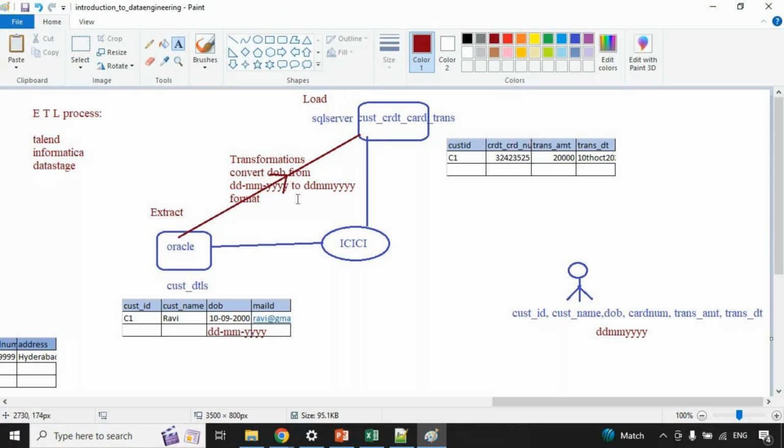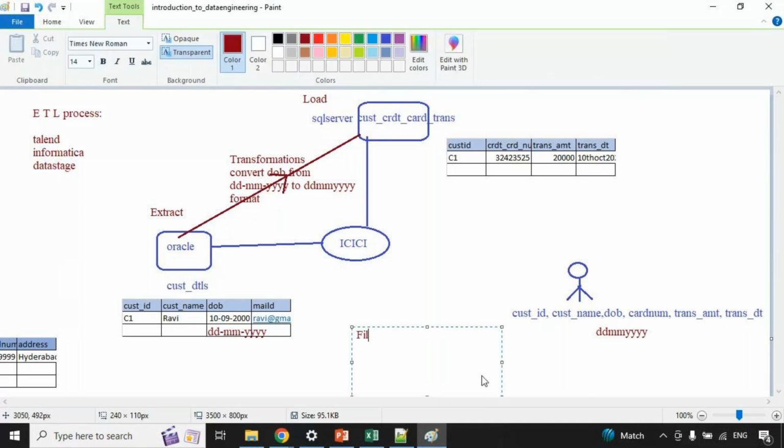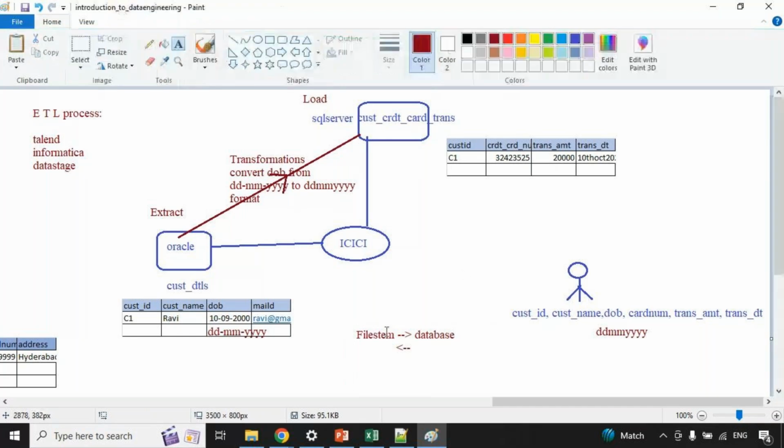Guys, in this example, I said from database to database. Similarly, we can go from file system to tables. Any file system to any database, database to database, file to file, table to table. We can do anything, guys. File system to file system, database to file to database.